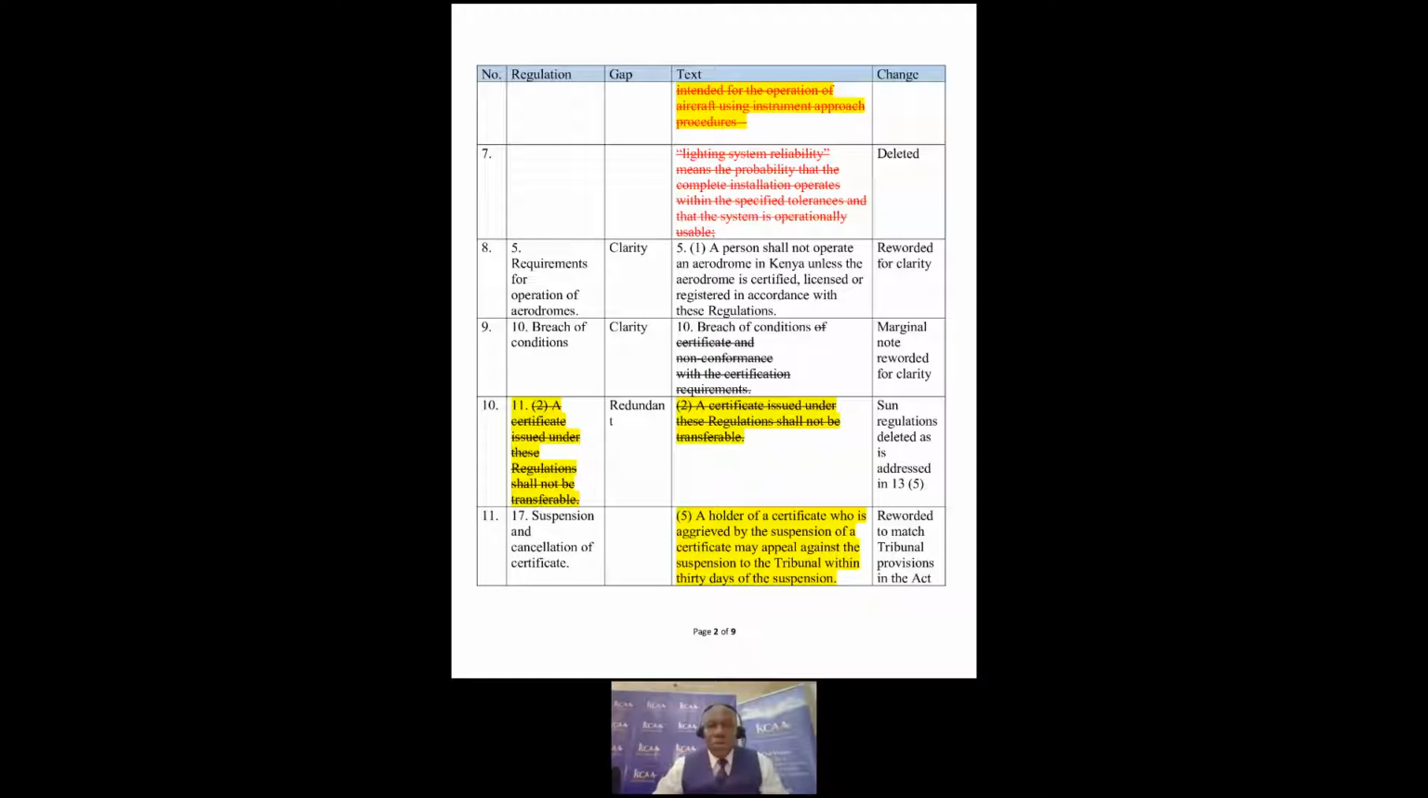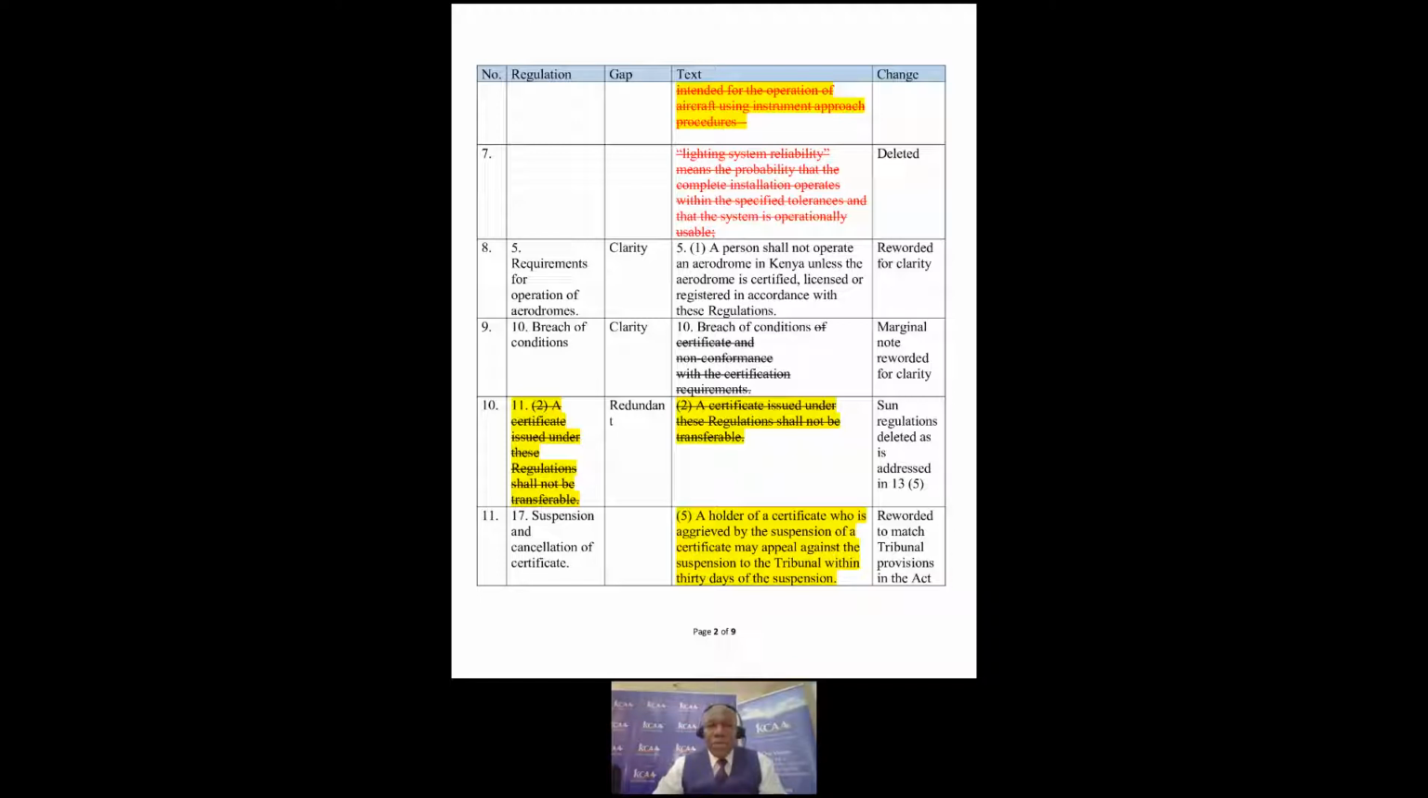registration of aerodromes. Regulation 5 subregulation 1 has been reworded for clarity, where we are now saying a person shall not operate an aerodrome in Kenya unless the aerodrome is certified, licensed, or registered in accordance with these regulations. So we've reworded that for clarity to indicate that no person shall operate an aerodrome that does not fall in those three categories, or is not certified, licensed, or registered.